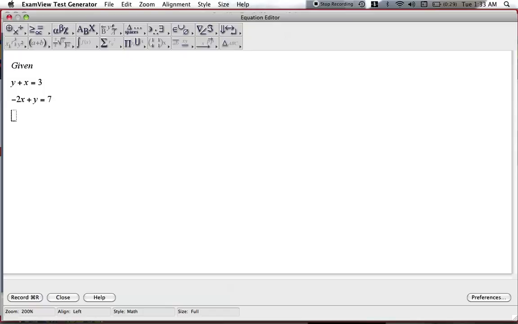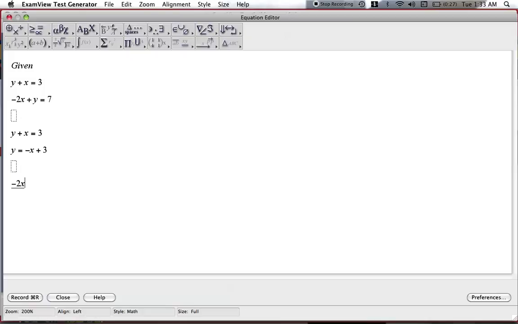Our first step is to solve one of the equations for either variable. I'll choose to solve the top equation, y plus x equals 3, for y. So I'm left with y equals negative x plus 3, simply subtracting x from both sides. We can plug this value for y into our second equation.